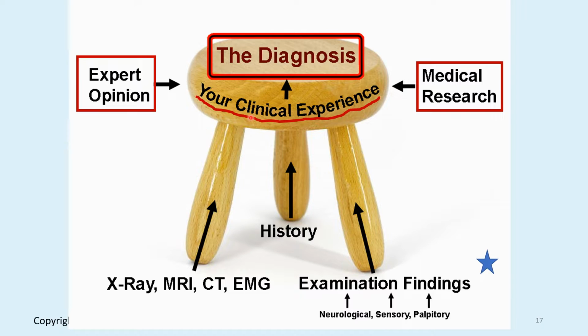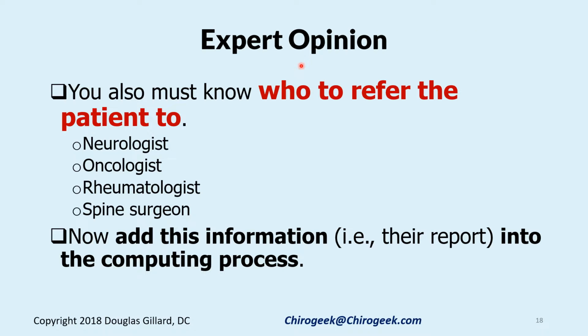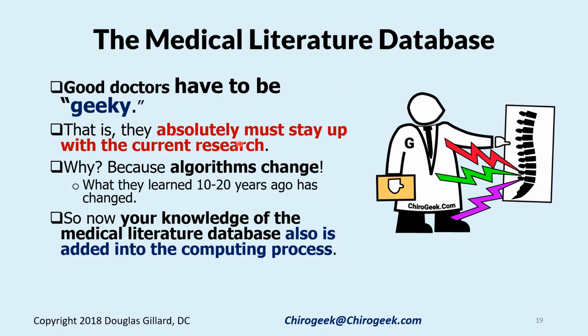You put all these 6 factors together, and now you've got a pretty darn good idea of what's going on. So this is everything I said. Expert opinion: do you refer the patient to a neurologist, a spine surgeon, a rheumatologist, an oncologist? Add that to the mix. Medical literature: you have to be geeky.